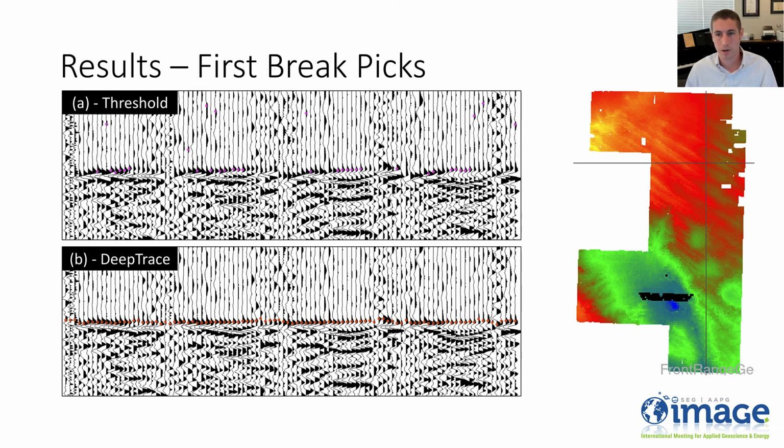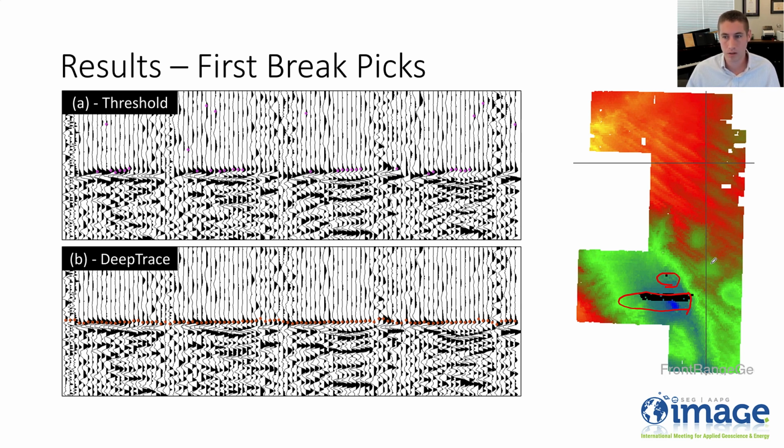So here I'm comparing the results of the final first break picks between the more traditional threshold approach and the deep learning approach. On the right hand side, I'm showing the location on a survey map, and the black dots represent the shot location, which is here, and then the receiver locations, which are below it. This is an interesting area I noted earlier called the fill zone, which has particularly complicated velocities and is typically very difficult for autopickers to do well.